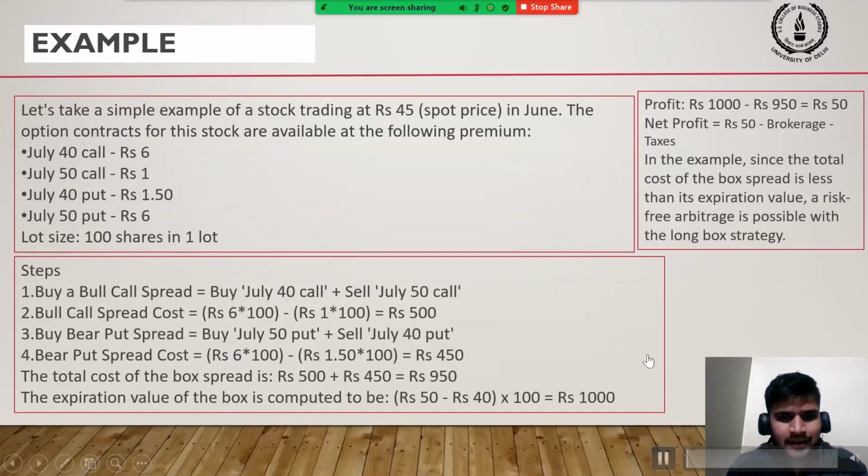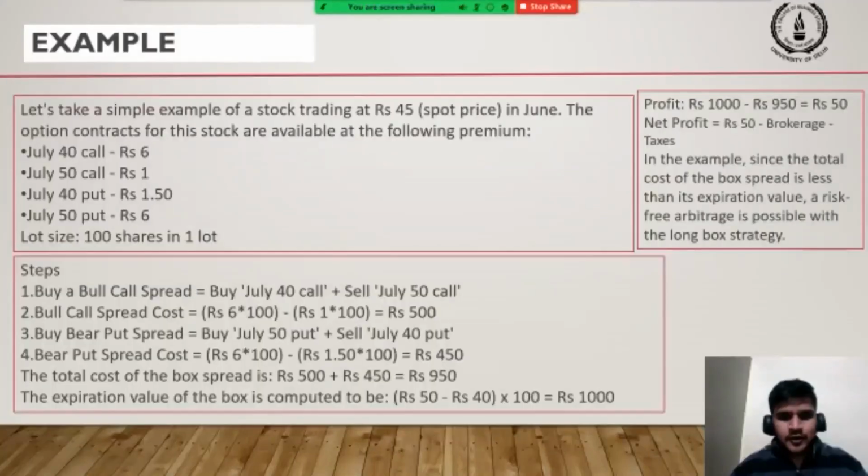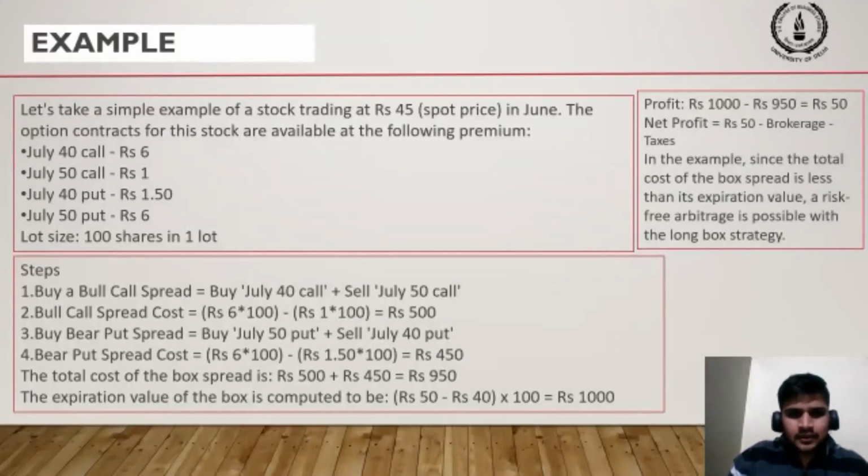Okay, so now taking a bit different kind of example. Of course, we could do the same that we did in the previous spreads as well, but we are going to take a different kind of example here. So for example, a stock trading at rupees 45, that is, the spot price is 45. The option contracts for the stock are available at the following premiums: July 40 call at rupees 6, July 50 call at rupees 1, July 40 put at rupees 1.5, July 50 put at rupees 6, and the lot size is 100 shares in one lot.